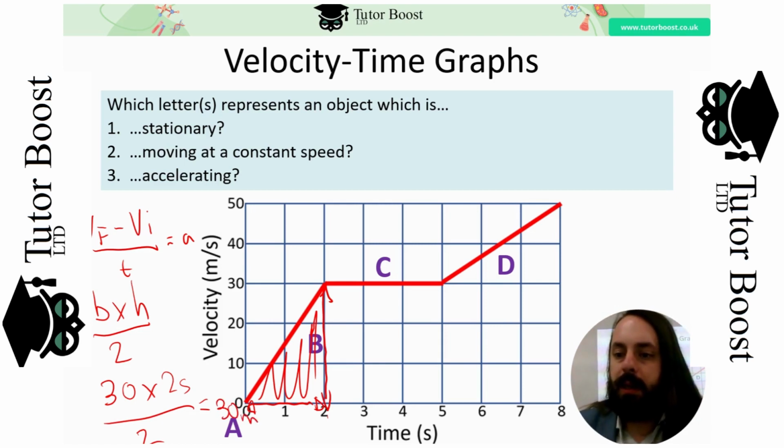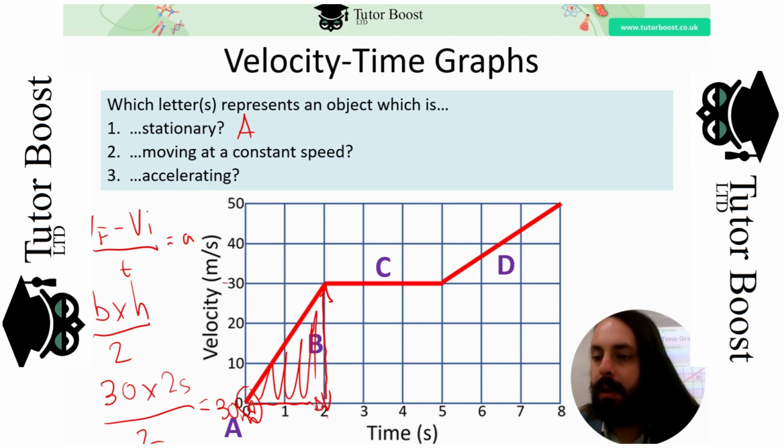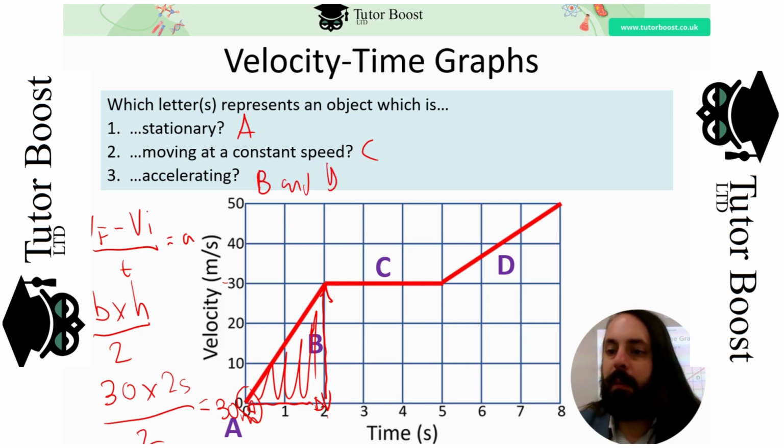Okay, so now let's have a look. When is the object stationary? When is the object not moving? The only place which is not moving is at 0, so that would be A. Then when is it moving at a constant speed? When is speed not changing? Over here at 30, from 2 seconds till 5 seconds, so that would be C. Now for the last one, when is the object accelerating? It's accelerating at a constant rate both in B and D. If it was not at a constant rate, it would look like a curve rather than a straight line.